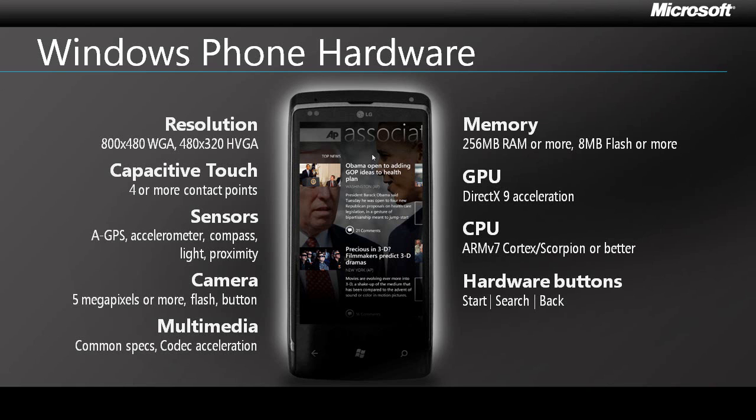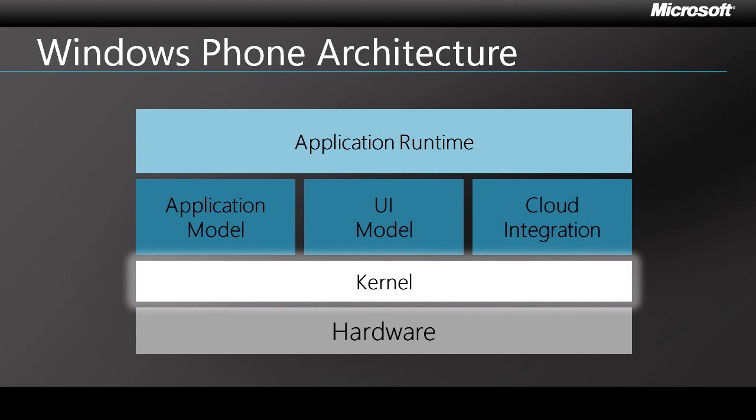You'll know that your code will be running on at least an ARM v7 processor, and that there will be a minimum of 256 megabytes of RAM. You won't have to limit yourself to a minimal least common denominator because all Windows phones will be highly capable. Now, let's move from the hardware side of the platform to the software, starting with the kernel.